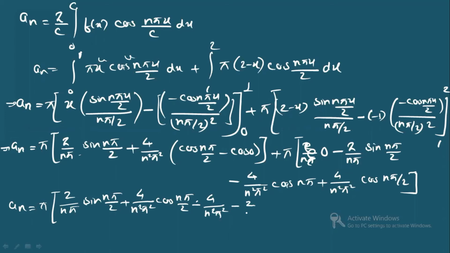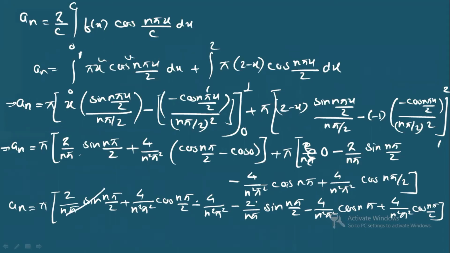Here you will have what? Minus 2 by n pi sine n pi by 2. Okay. Again, you will have here what? Minus 4 by n square pi square cos n pi plus 4 by n square pi square cos n pi by 2. So if you see here, this is positive, this is negative. It will get cancelled. And from here, you will get a n is equals to what? Pi is outside. 4 by n square pi square, right? Cos n pi by 2 plus 4 by n square pi square cos n pi by 2. So you will get 8 by n square pi square cos n pi by 2.